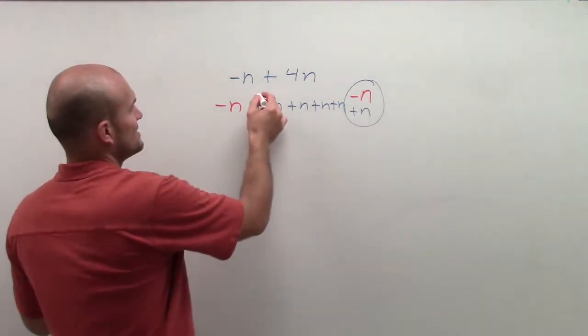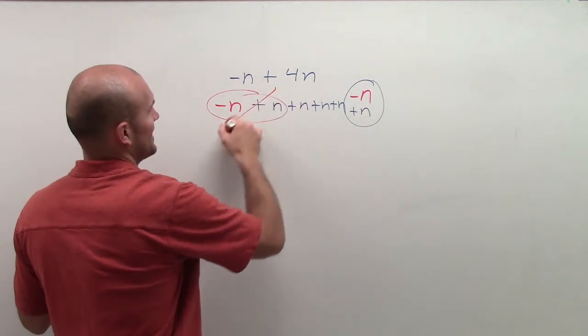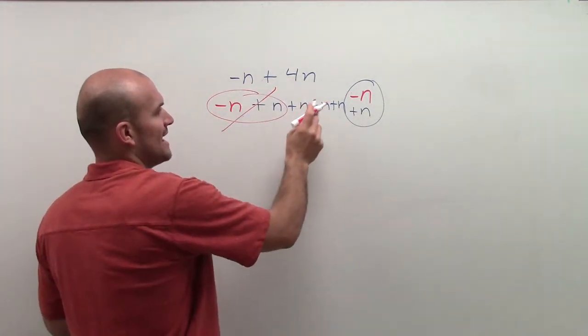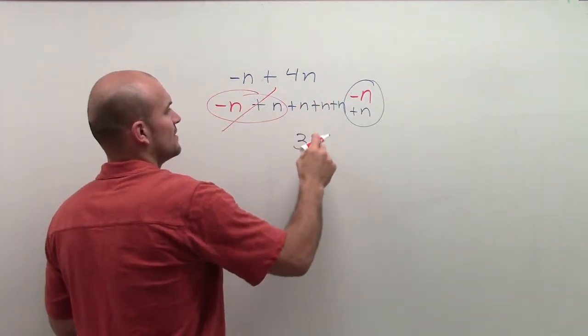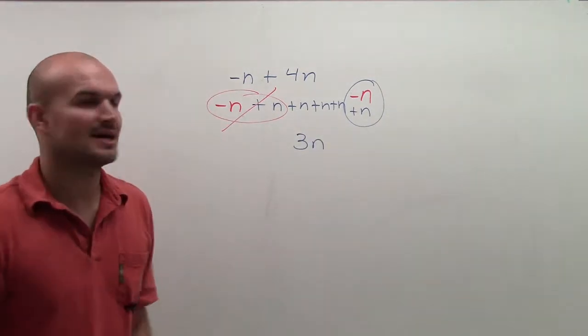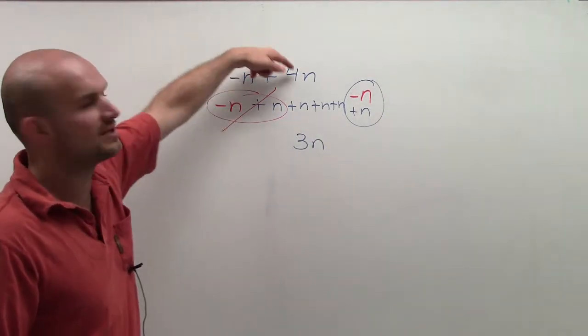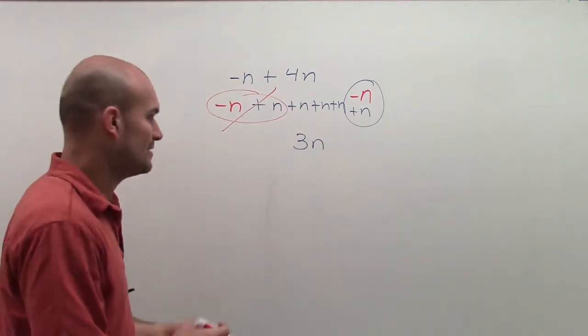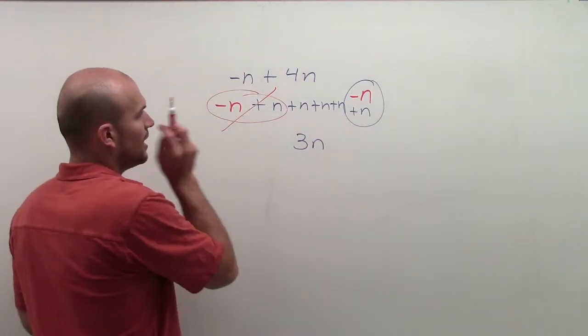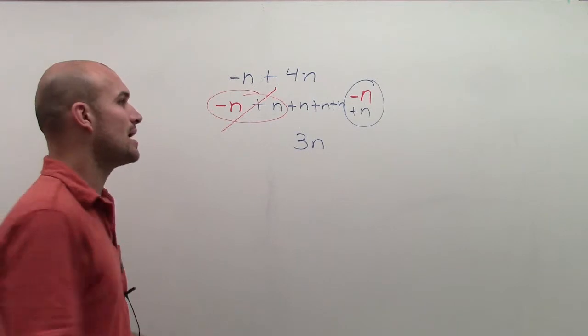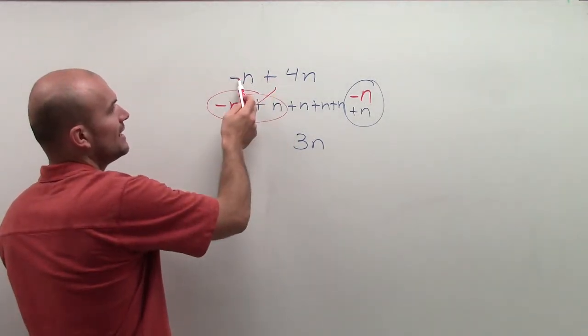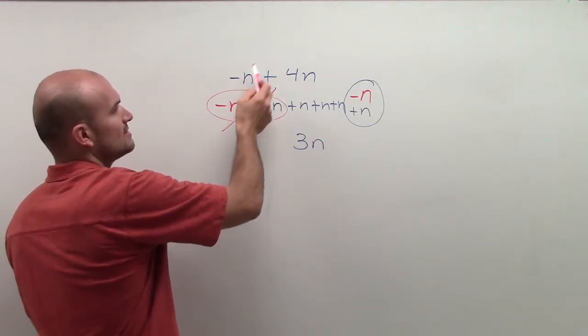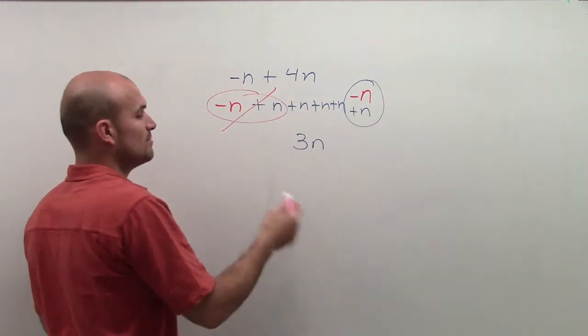So what you can see is that one pair is going to cancel out, and all I'm left with is n plus n plus n, which is 3n. And if you just took a look at your numbers, negative n plus 4n is going to be 3n. Pretty obvious. And the other way, if you want to look at distributive property, both a negative 1 is being multiplied by n, and a 4 is being multiplied by n.